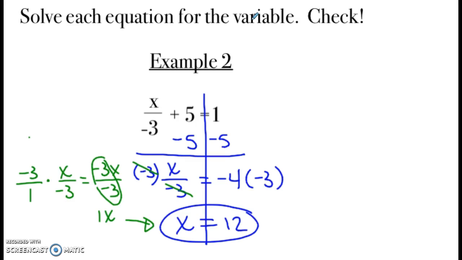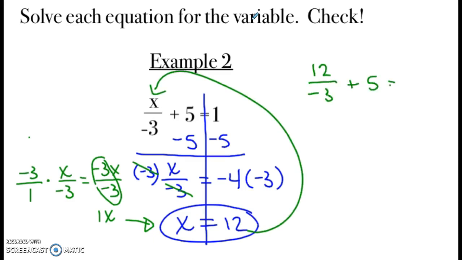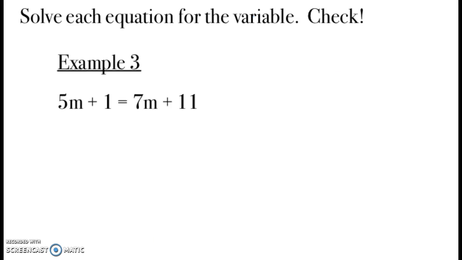x equals 12, and again, I'm going to check it. So I plug in 12 for my x. 12 divided by -3 plus 5, does that equal 1? Well, 12 divided by -3 is -4. -4 plus 5 is 1. So yes, 1 equals 1. I got it right.